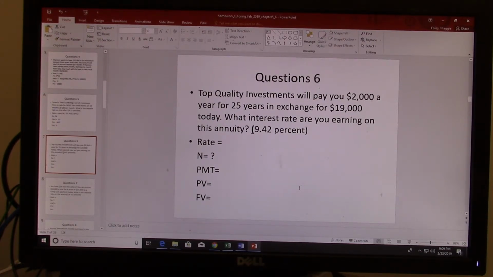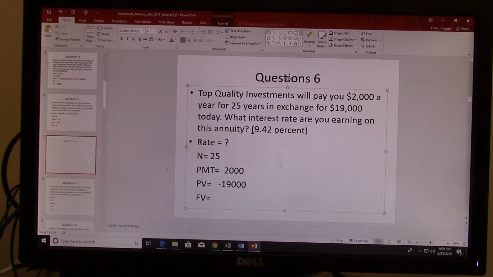Okay, so this is an annuity question, and you're getting $2,000 a year for 25 years. So this is the payment. 25 years should be your N. The rate should be the question. And present value should be how much you got from this loan. But remember, put a negative sign for one of the two cash flows. Future value should be 0.